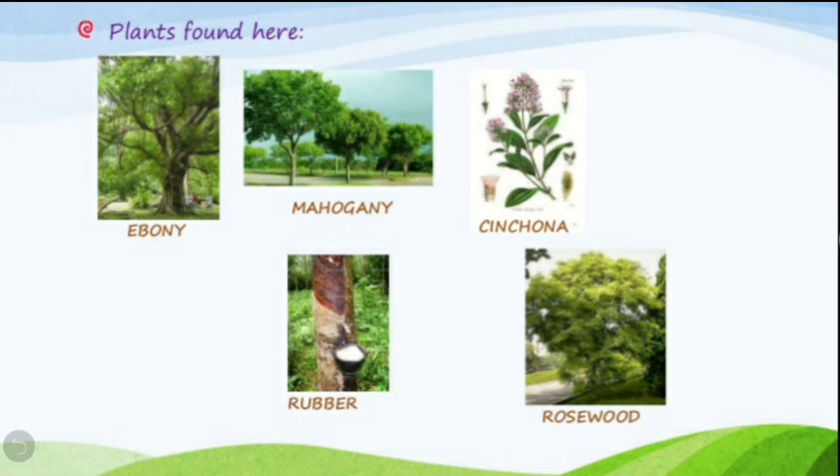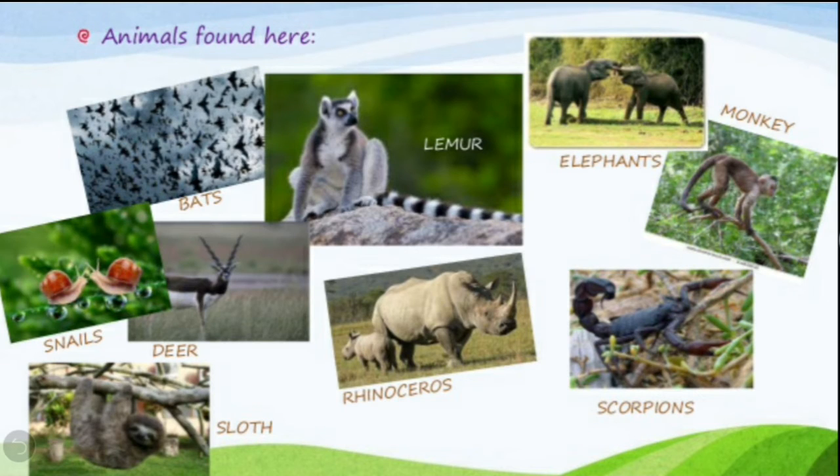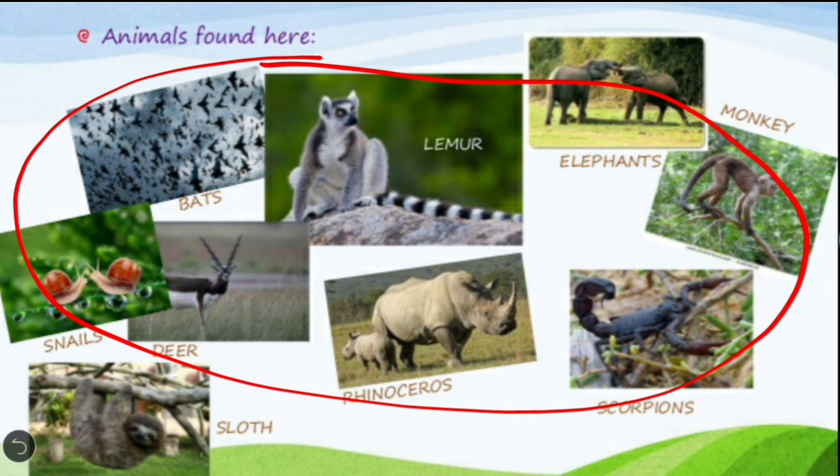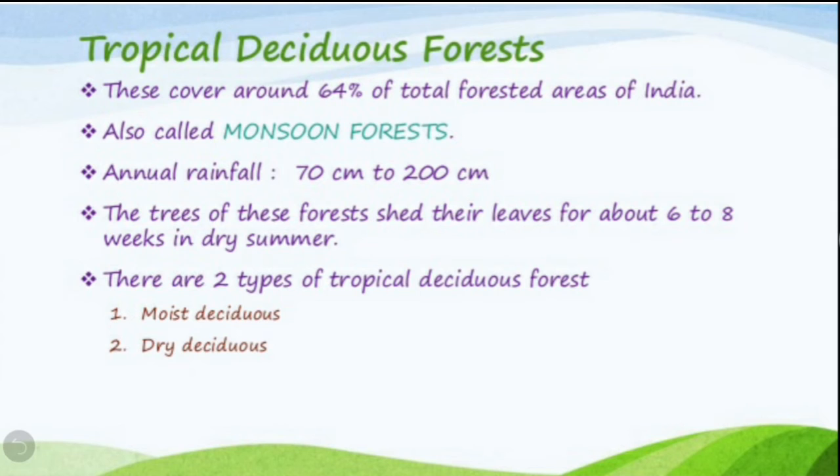These are the different plants which are found in this tropical evergreen forest. And the animals which are found here are bats, lemur, elephants, monkeys, scorpions. So all these are the animals which are found in these tropical evergreen forests.